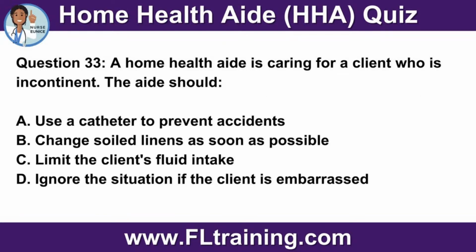Question 33. A home health aide is caring for a client who is incontinent. The aide should A, use a catheter to prevent accidents, B, change soiled linens as soon as possible, C, limit the client's intake, D, ignore the situation if the client is embarrassed. So you have a person who is incontinent. Incontinent means that they cannot control their urine, so that means that they're wet. If a person's wet, how do you prevent them from wetting themselves? So what do you do after they become wet?